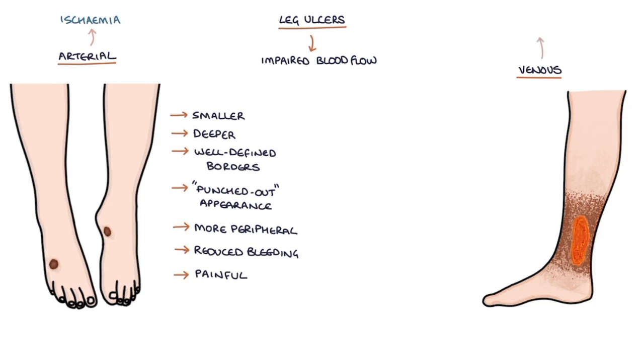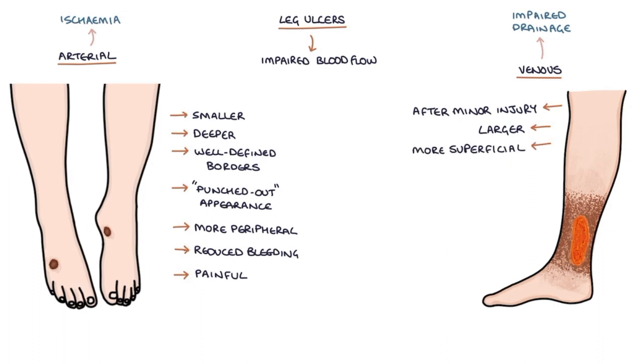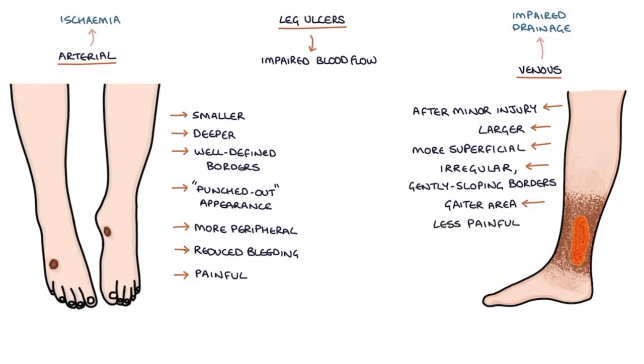Venous ulcers are caused by impaired drainage and the pooling of blood in the legs. Typically, venous ulcers occur after a minor injury to the leg. They're larger than arterial ulcers. They're more superficial than arterial ulcers. They have an irregular, gently sloping border. They affect the gaiter area of the leg, which is from the mid-calf down to the ankle. They're less painful than arterial ulcers, and they occur with other signs of chronic venous insufficiency, for example, hemosiderin staining and venous eczema.